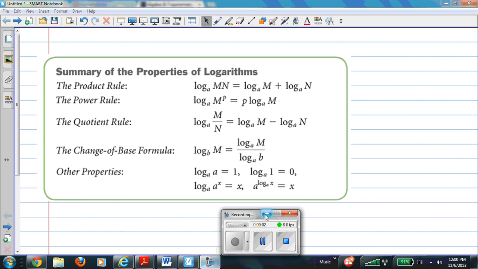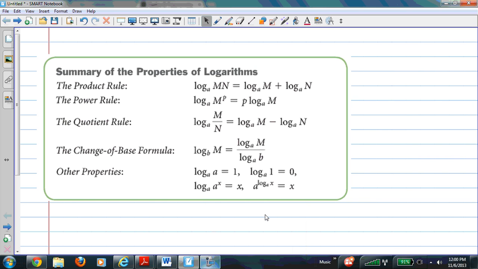Okay, hello. So at this point I would like just to do a few examples showing properties of logarithms. So at the end of last class we've covered these three major laws: the product, the power, and the quotient rules. We did go over change of base formula, and we did discuss the basic four properties of logarithms. Now I just want to do a bunch of examples just showing how to use all of these.